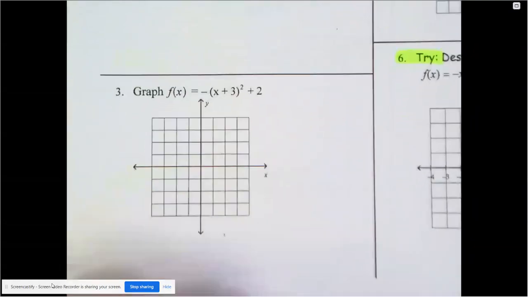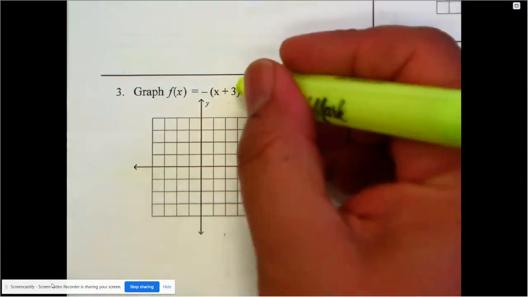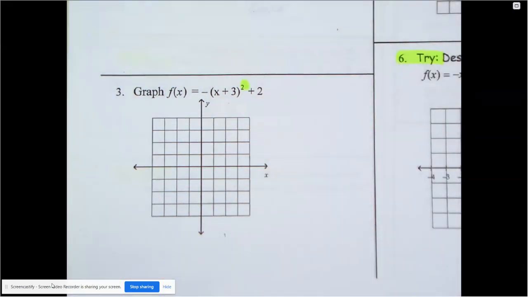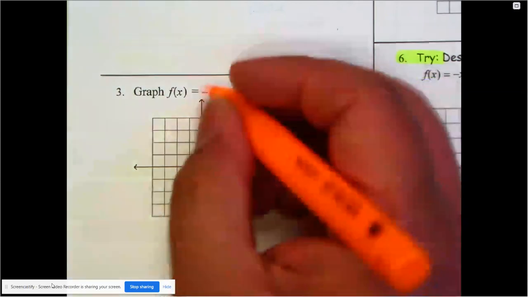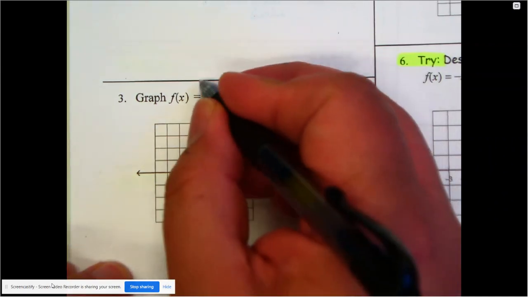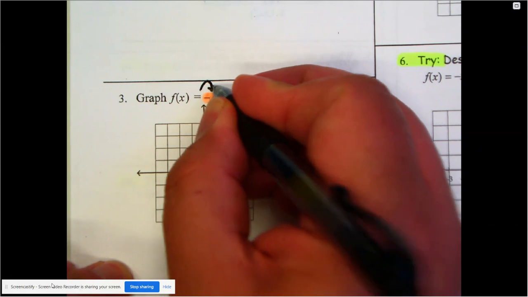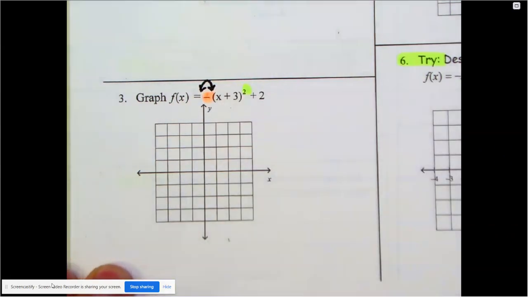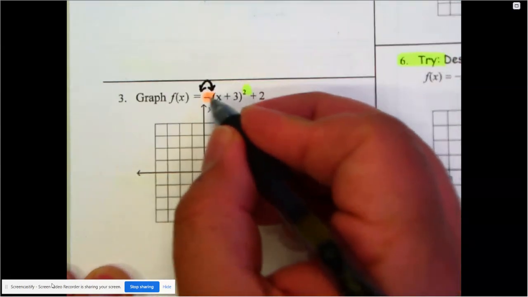So here comes number 3. Once again, looking at it carefully, I notice that it has a power of 2. So we know it's a parabola, right? It's a quadratic. But the other thing that stands out to me is the fact that it's a negative value. So because we have a negative value, we know that this is the type of parabola that's going to open down. So if your test is multiple choice, we're going to be looking for these.